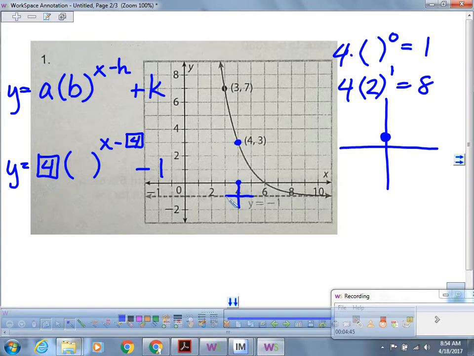So if this number was 1, I would get 4, right? When I go over 1, I get 1, 2, 3, 4, 5, 6, 7, 8. So I know this has to be a 2, because 2 to the 1 is 2, times 4 is 8. Okay, so this number is 2. But it's not 2, it's 1 half. Why is it 1 half? Because it's descending, right? It's decay. Because we didn't go over 1 and up 8, we went over negative 1 and up 8. Make sense?